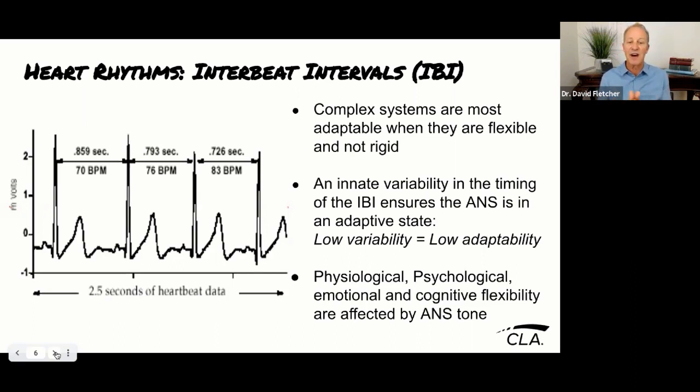This is only 2.5 seconds of heartbeat data, and you can see it goes from 70 to 76 to 83 BPM. And why is that? Well, there are many different mechanisms that affiliate with how a system is constantly interpreting itself in its environment, but it is playing around with it.